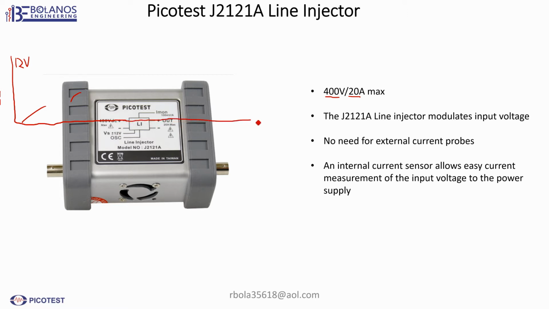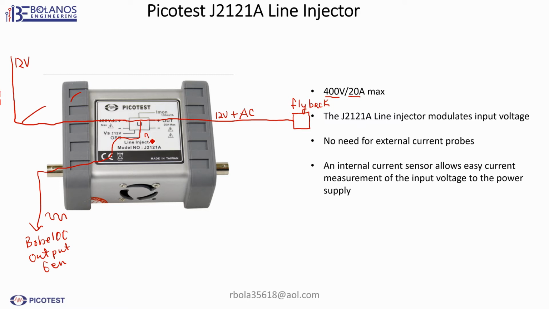So what equipment do I need? Well, the equipment that I would need is an FRA, like the Bode 100 from Omicron. And then you're also going to need a line injector like the Picotest J2121A. You need both of these to measure. By the way, you can use these to also measure the input impedance, but in this case we're going to measure the negative resistance.